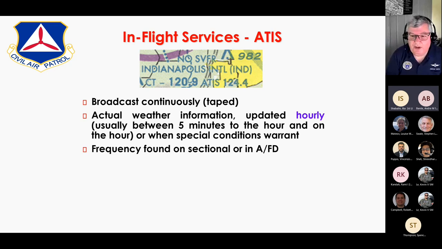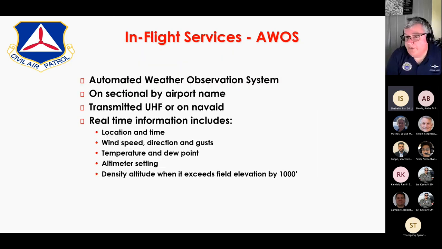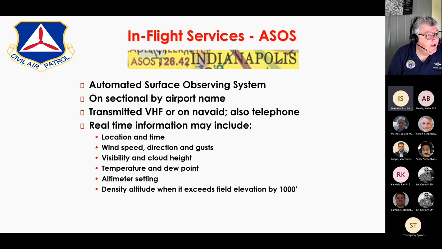You can find the frequency on the sectional, you can find it in the AFD, get to know these things and know what's available there. AWOS is an automated weather observation system. These are typically at smaller airports. It's got all the critical information, when the information was valid, wind speed, direction, and gusts. Very important regulatory for CAP is knowing the wind speed, altimeter settings, and density altitude if it's different more than 1,000 feet. This is just another type of automated information.